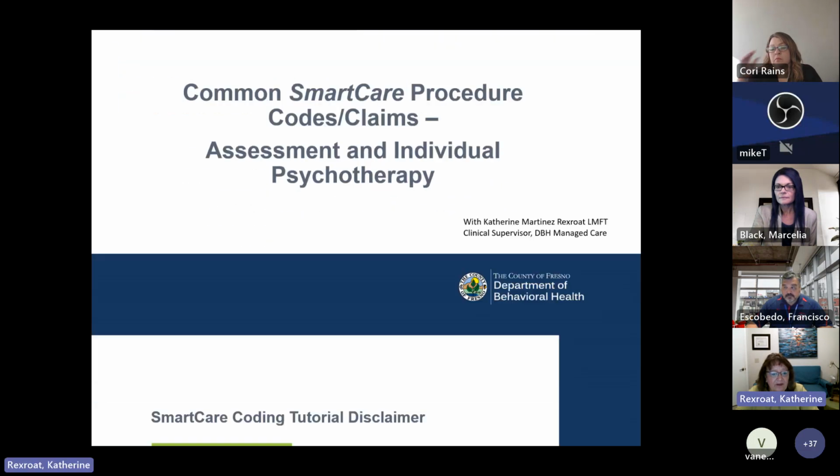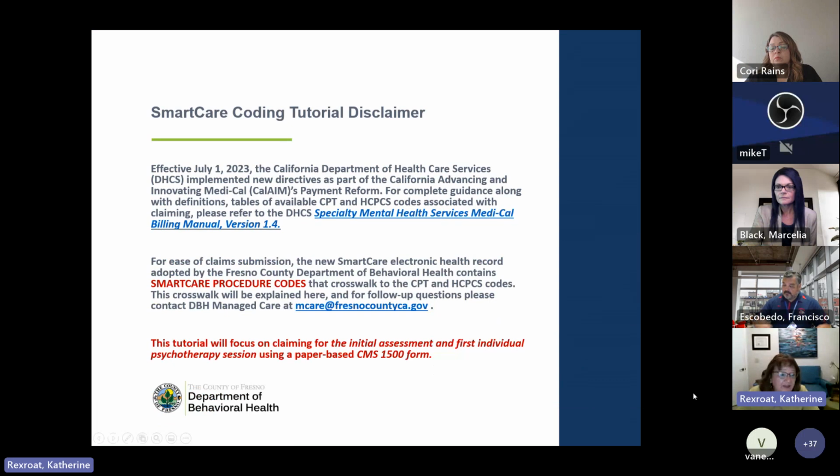And let me get this going. There we go. So, effective July 1st, the California Department of Health Care Services implemented new directives as part of the California Advancing and Innovating Medi-Cal, or CalAIM, payment reform. And for complete guidance, along with definitions, tables of the available CPT and HCPC codes associated with claiming, please refer to the DHCS Specialty Mental Health Services Medi-Cal Billing Manual version 1.4. So if you want a fuller explanation of any codes, this is the reference you would use.